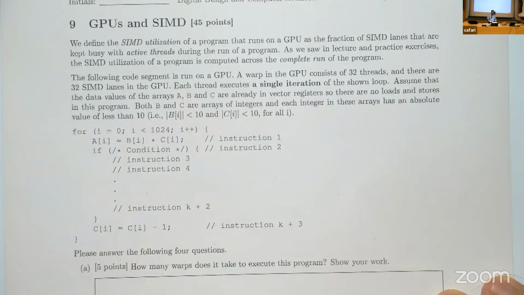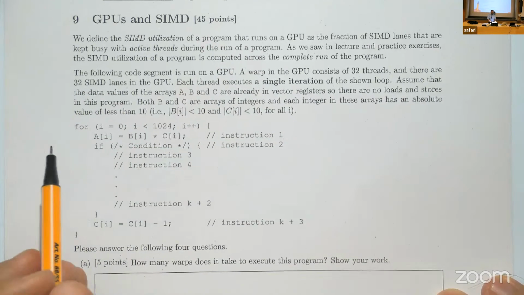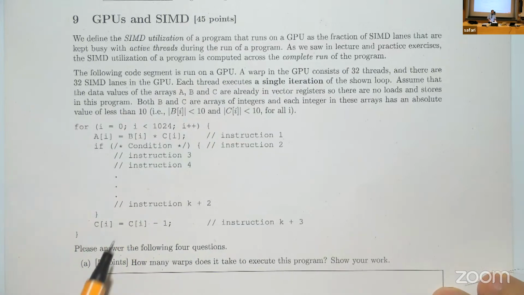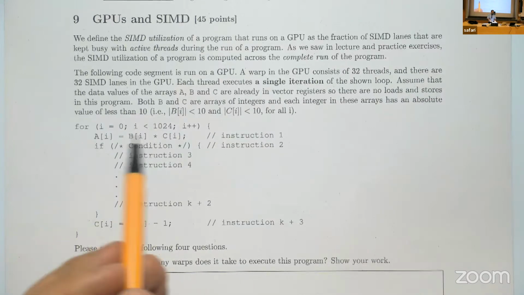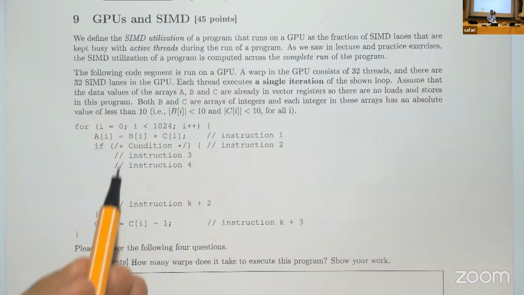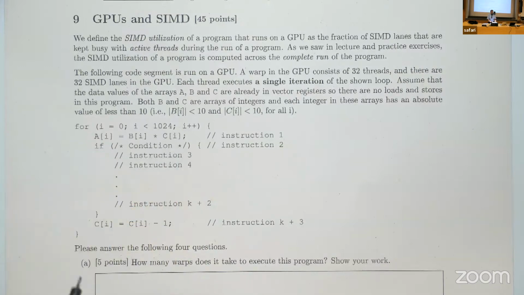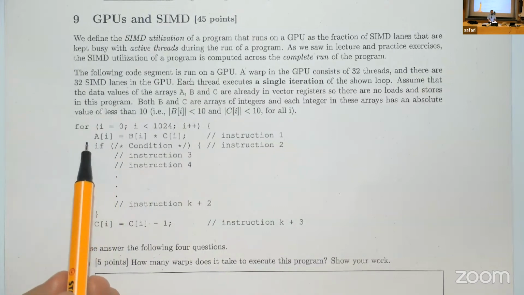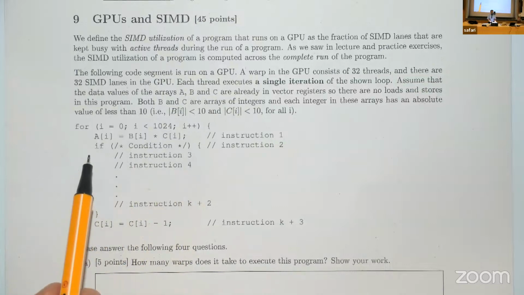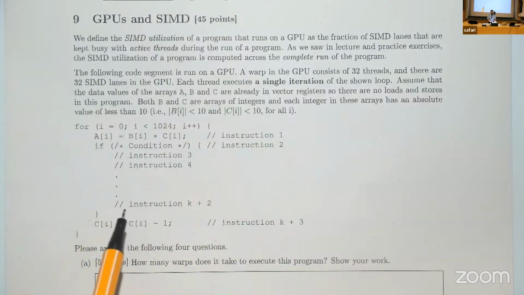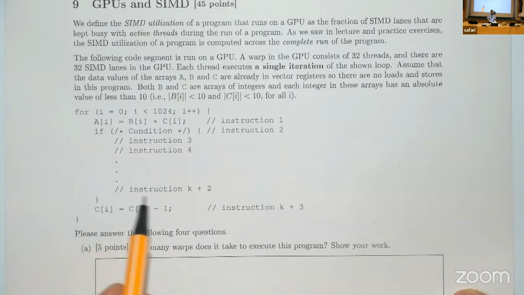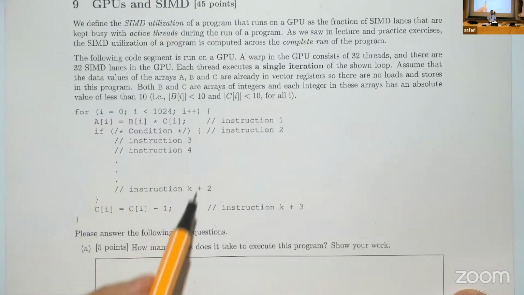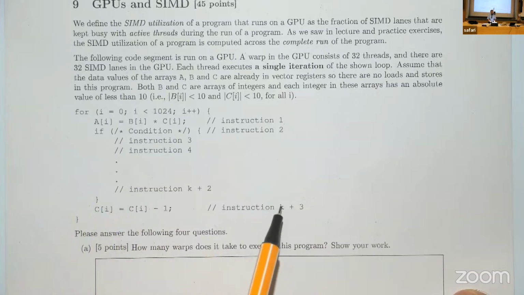Usually we have a code that you need to analyze. Here, this is a C code that is going to be offloaded to a GPU kernel. You have a for loop with 1024 iterations, and in each iteration we have several instructions: first a simple instruction, then an if condition instruction, some instructions inside the if block, and at the end this last instruction. So the total number of instructions inside the for loop is k plus 3.